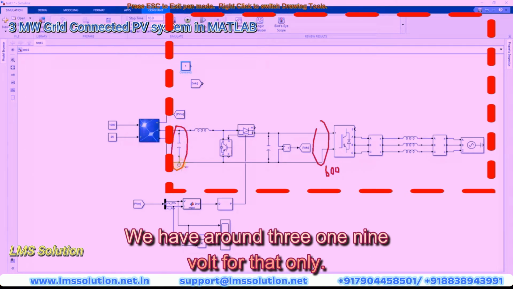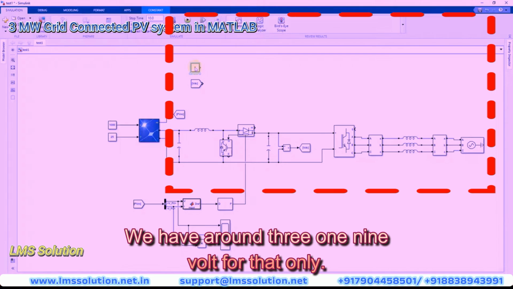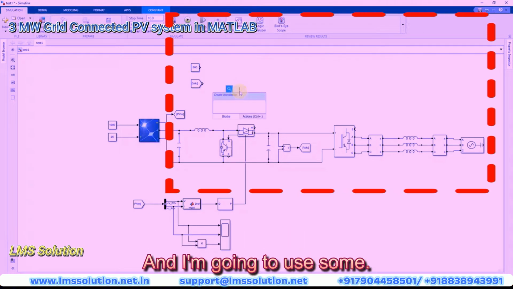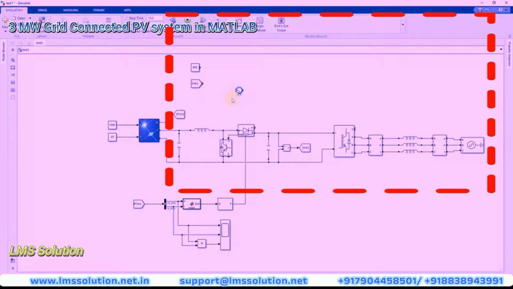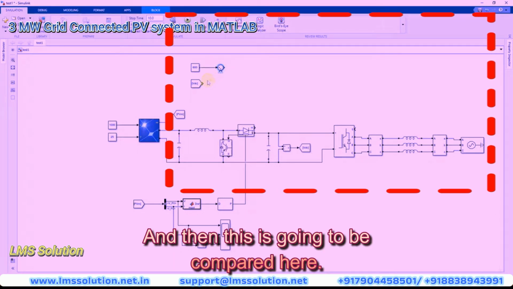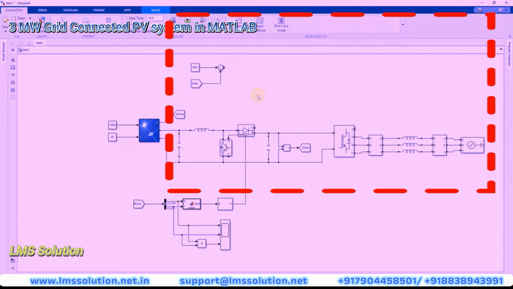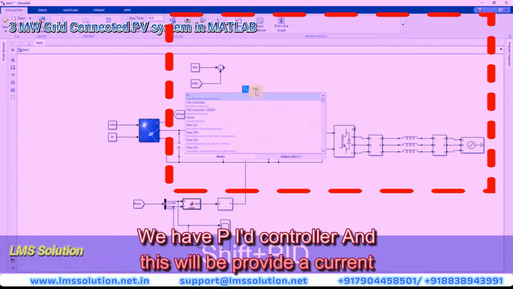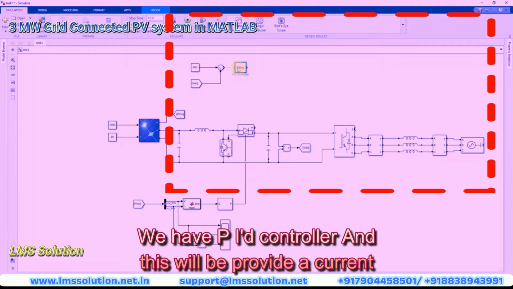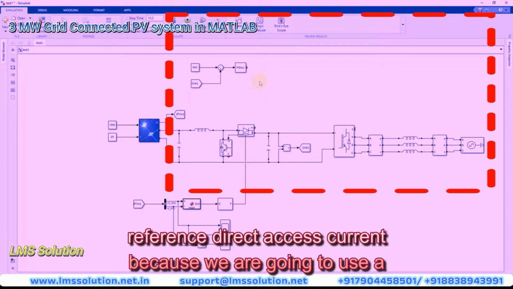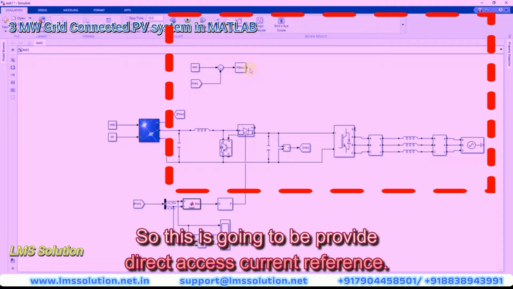From PV we have around 319 volts. For that only we are using that voltage control, and I'm going to use a sum, and then this is going to be compared here. So I'm going to change this one to minus plus, and then this is going to be processed via a PID controller, and this will provide a current reference, that means the direct axis current, because we are going to use a DQ control method. So this is going to provide the direct axis current reference.